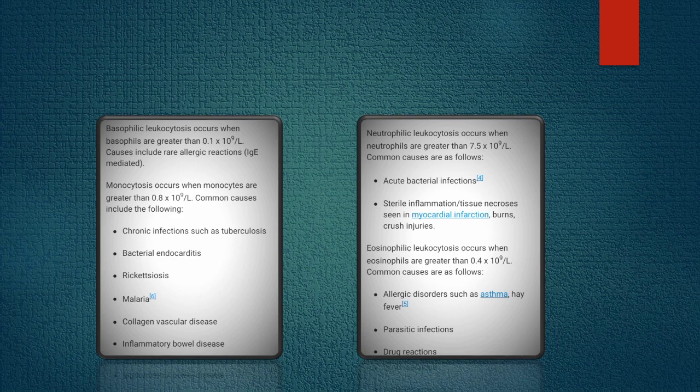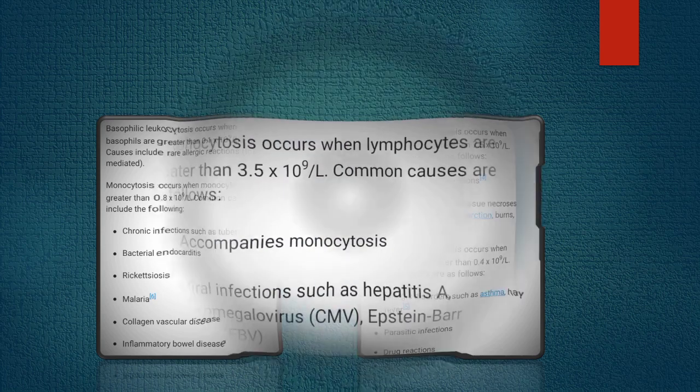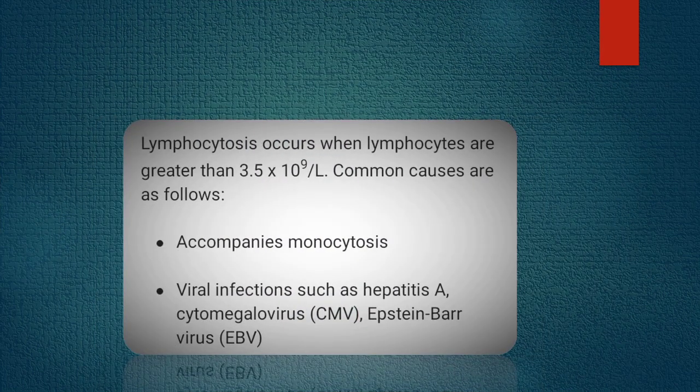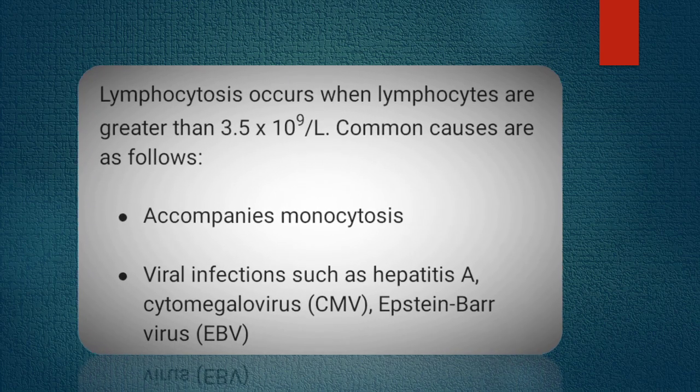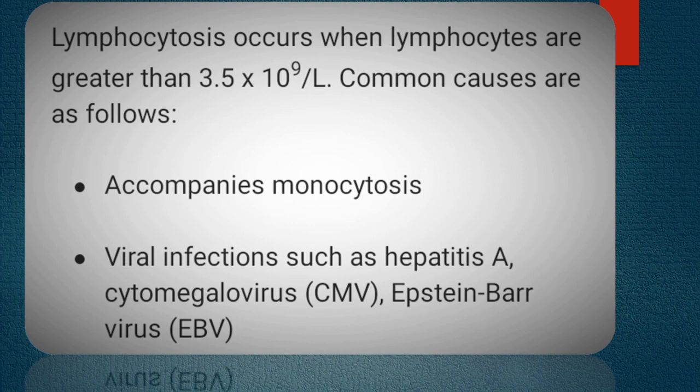What you need to understand is that lymphocytosis occurs in line with monocytosis. So when we have chronic infections such as tuberculosis, bacterial endocarditis, rickettsiosis, malaria, collagen fiber disease, or inflammatory bowel disease, this can also in turn trigger an increase in the lymphocytes. Viral infections such as hepatitis A, cytomegalovirus, and Epstein-Barr virus could also trigger an increase in the lymphocyte count.